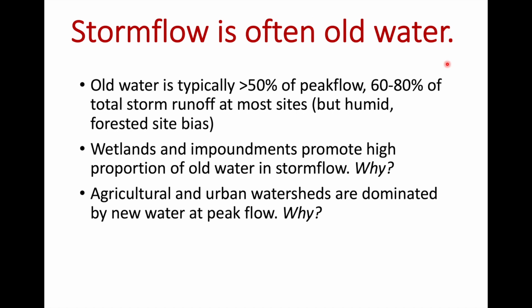On the other hand, agricultural, particularly tile-drained, watersheds and urban watersheds are dominated by new water at peak flow. And that's because the development of pipes in the subsurface, storm sewers or tile drains, and a reduction in the ability of water to infiltrate into those watersheds means that water is routed very quickly from the upland into the stream, and we see more new water.